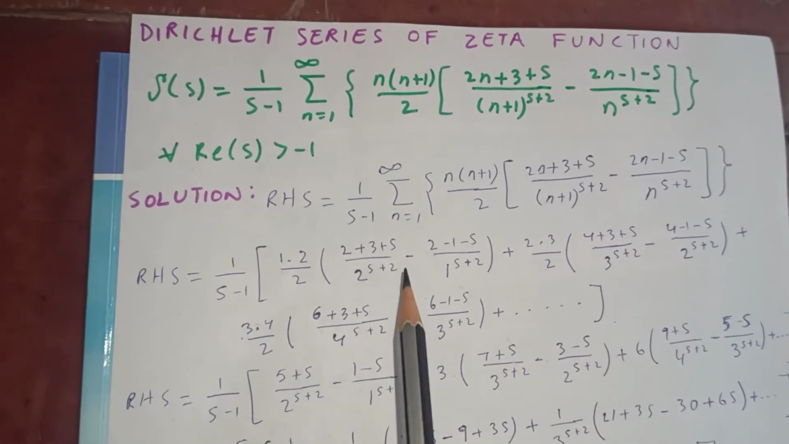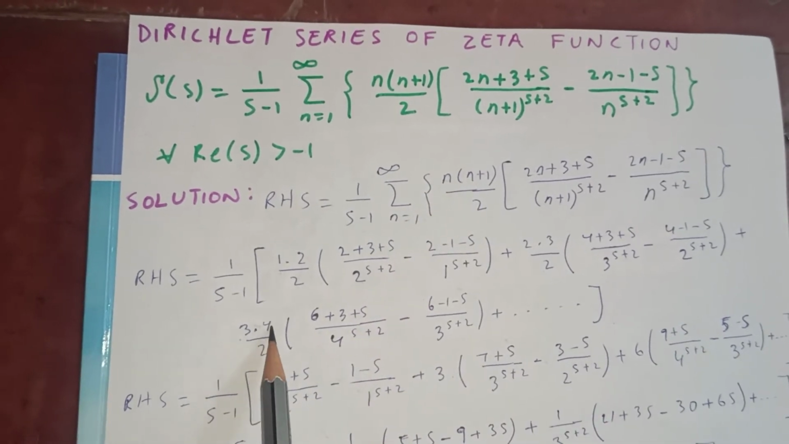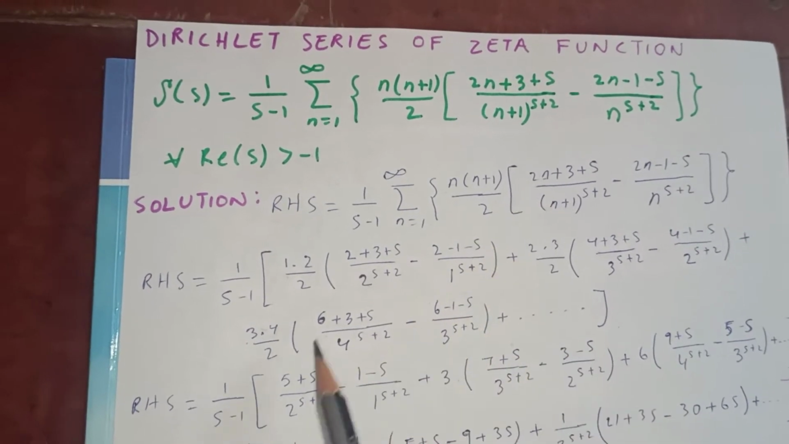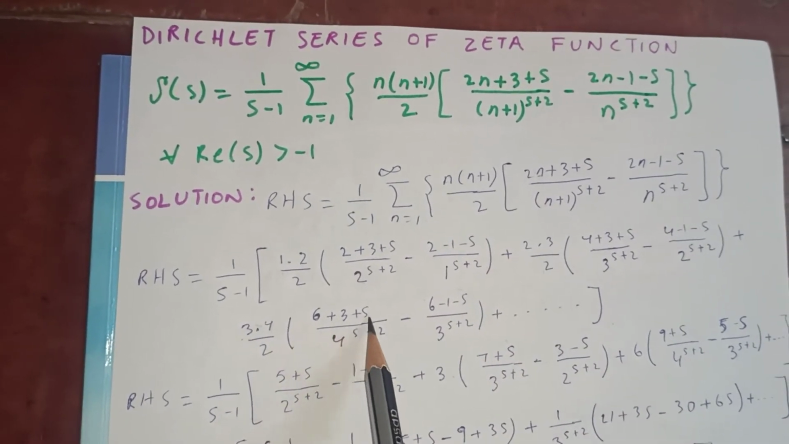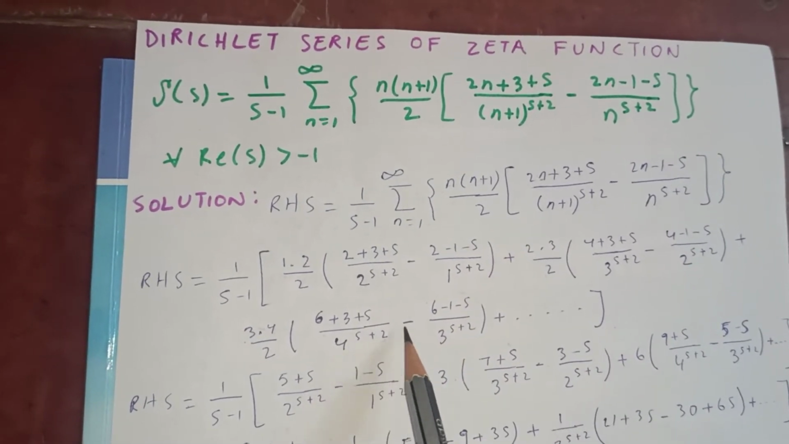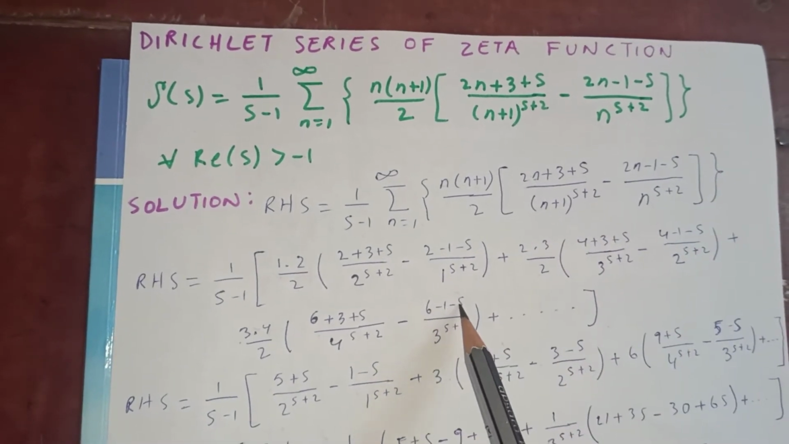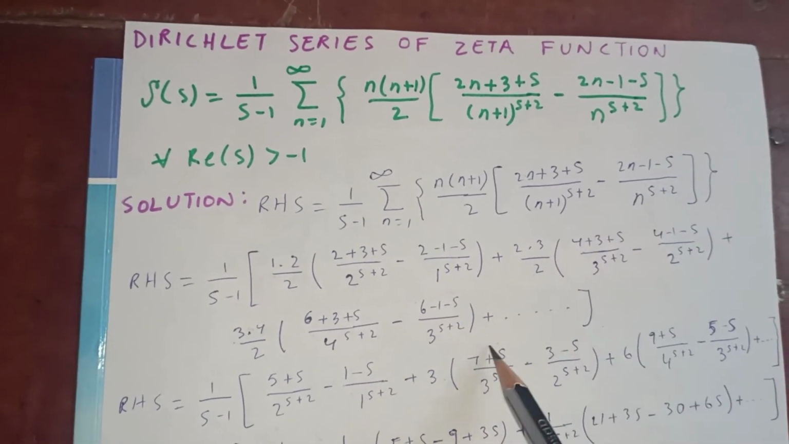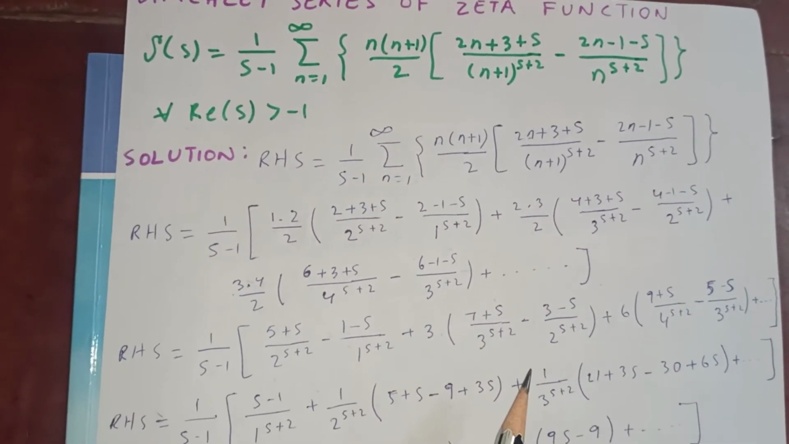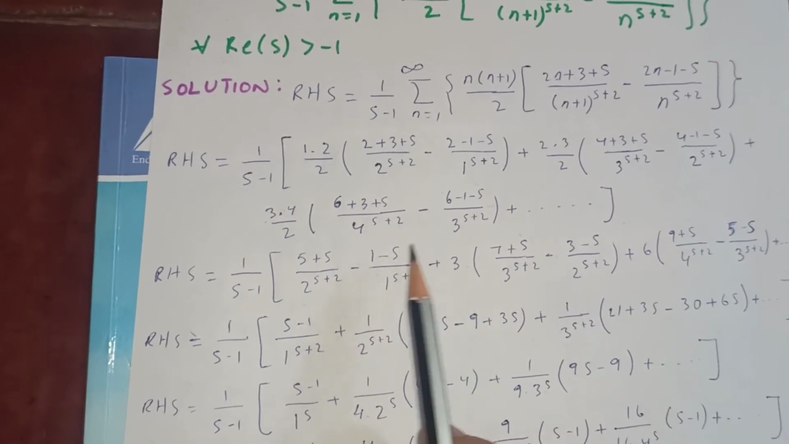Now when we plug in n equal to 3, 3 times 3 plus 1 is 4, 3 times 4 by 2, times 2 times 3 is 6, plus 3 plus s upon 3 plus 1 is 4 to the s plus 2, minus 2 times 3 is 6, minus 1 minus s upon 3 to the s plus 2, plus. And if you plug in 4 and 5 and so on, it will keep going on. Let me put up to the third term.